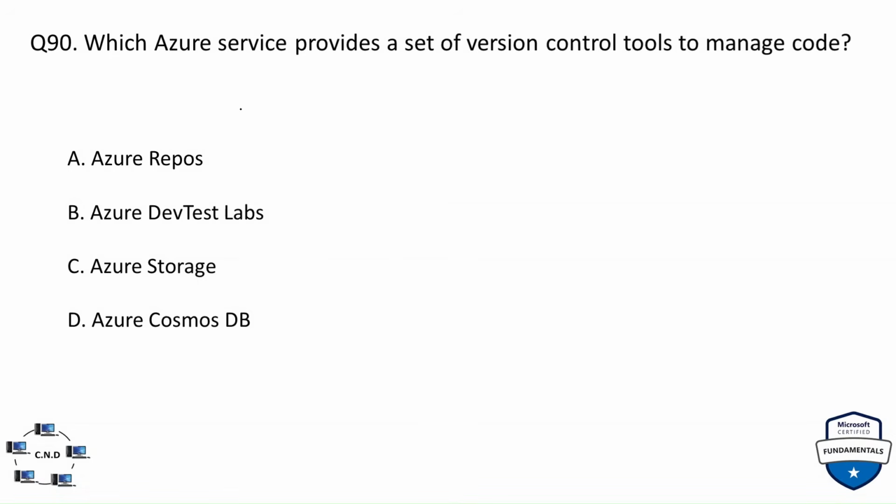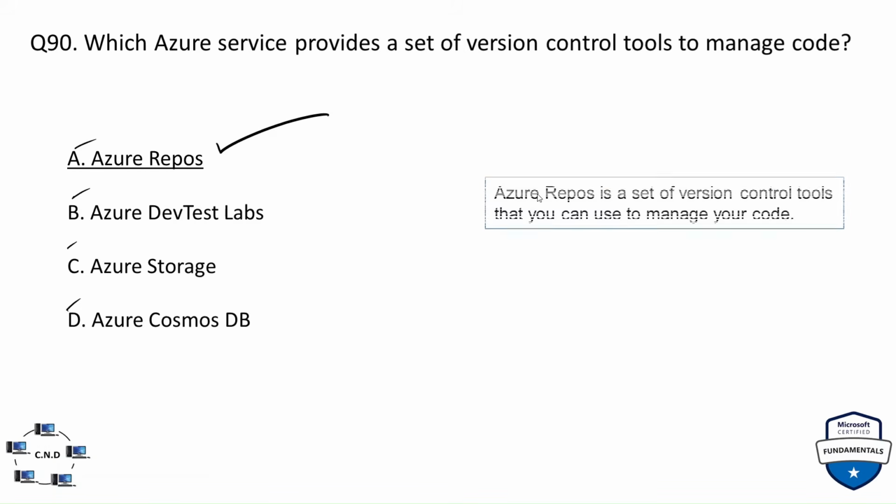And the last question of today's session is that which Azure service provides a set of version control tools to manage code? The options are A. Azure Repos, B. Azure DevTest Labs, C. Azure Storage, and D. Azure Cosmos DB. And the correct option is the Azure Repos or repositories. So Azure Repos is a set of version control tools that you can use to manage your code.